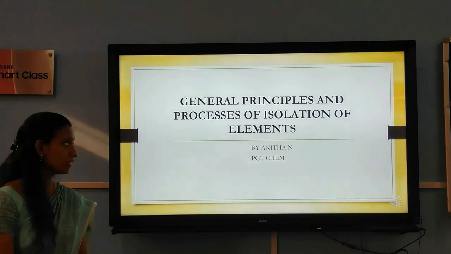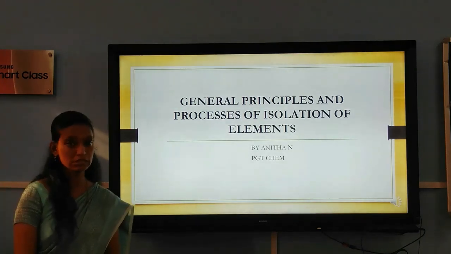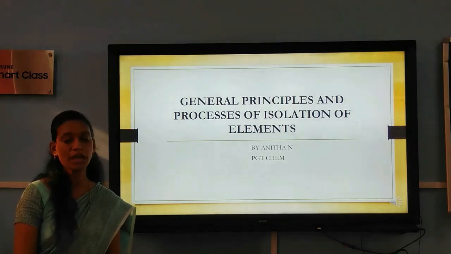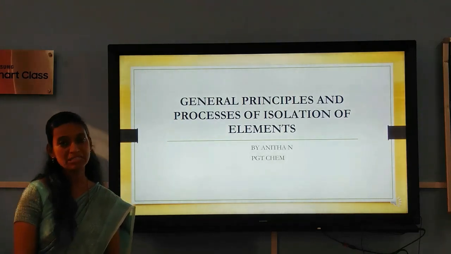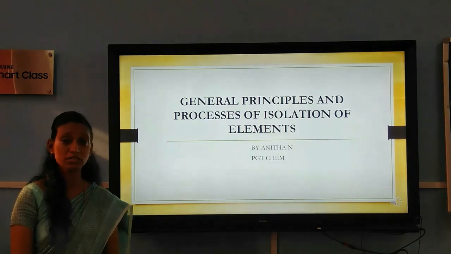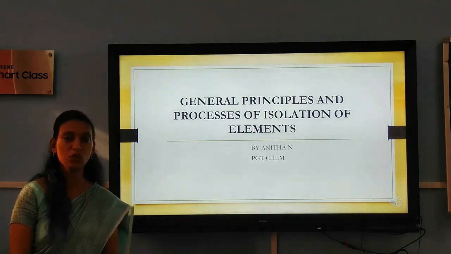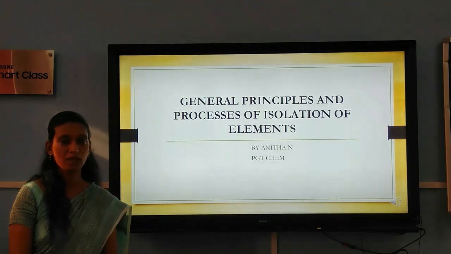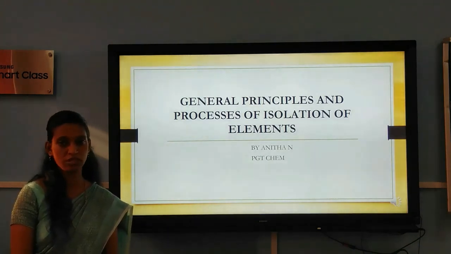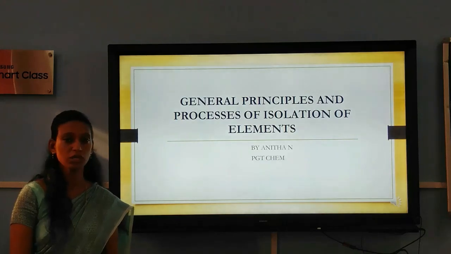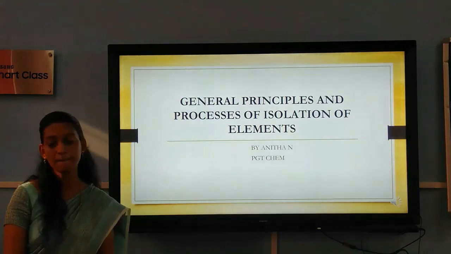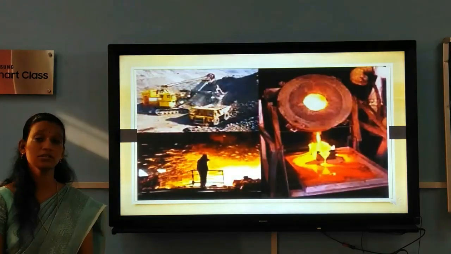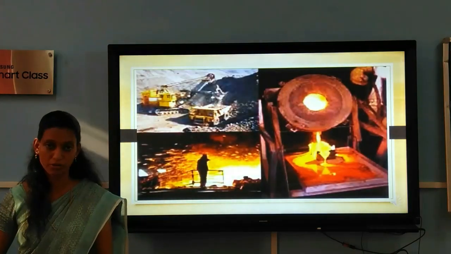So before we begin, we have to be familiar with certain terms. The first term here is minerals. As you already know, most of the elements occur in the Earth's crust in the combined state. There are very few elements like gold or platinum that occur in the native state. So these chemical compounds, in the form of which metals occur on the surface of the Earth, are called minerals.